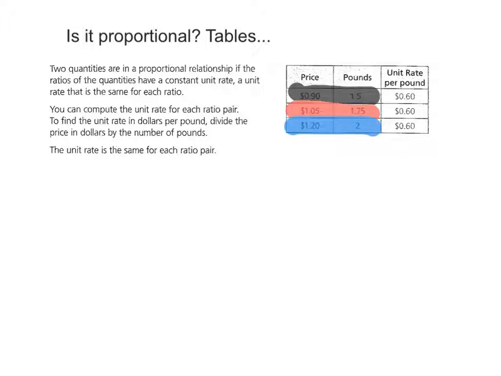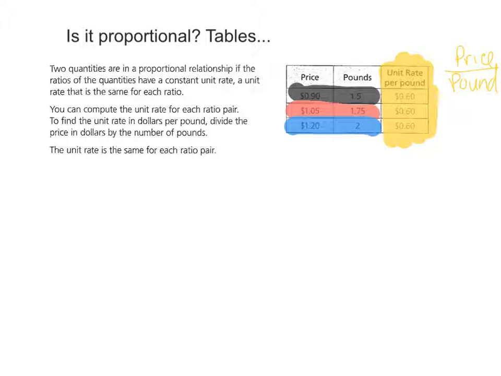So if we find the unit rate for each one here, and this tells you what unit rate you're finding, it's the unit rate per pound, meaning you would need to divide the price by the pounds. And in this case, each of those came out to a unit rate of 60 cents per pound. Now, that means this information is proportional, okay? So that table is proportional.